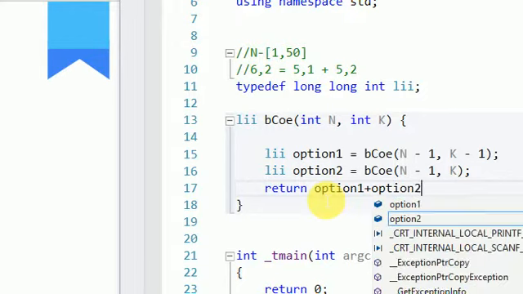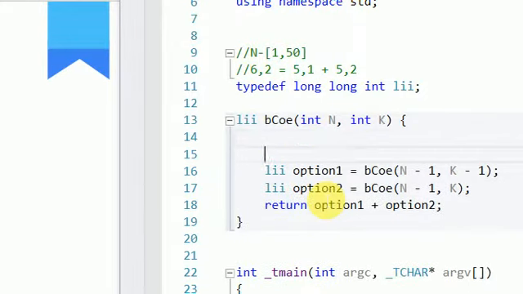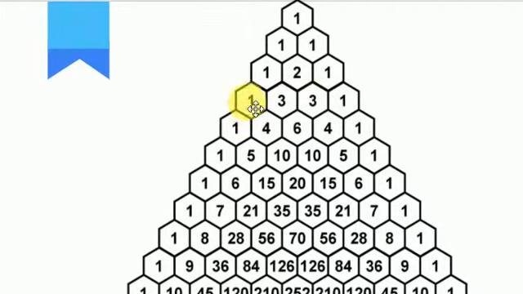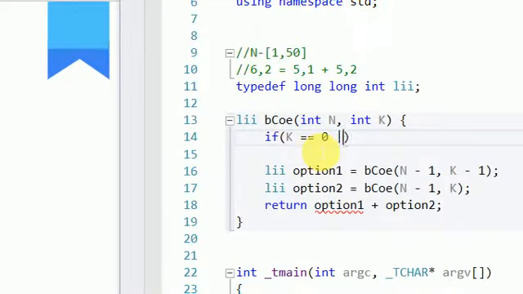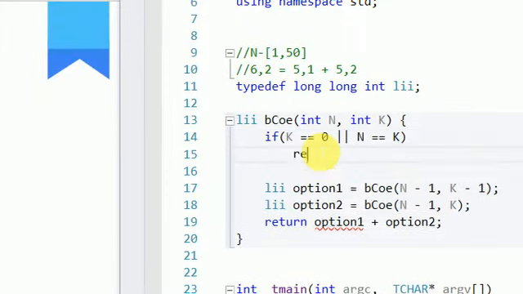Now the base condition: if k is equal to 0, this is the 0th coefficient, 0, 1, 2, 3, for a plus b whole power 3. So when k is equal to 0, the answer is 1. When k is equal to n, the answer is 1. That you also have to mention. If n is equal to k, return 1.